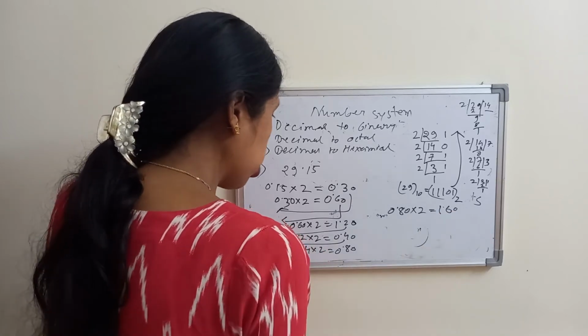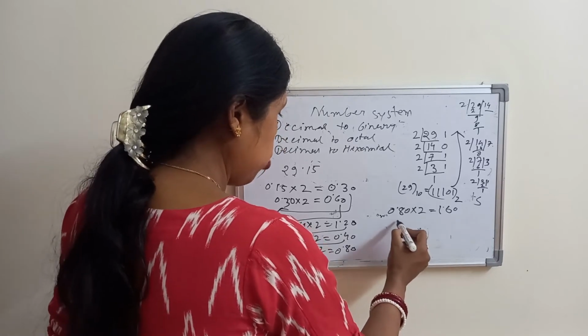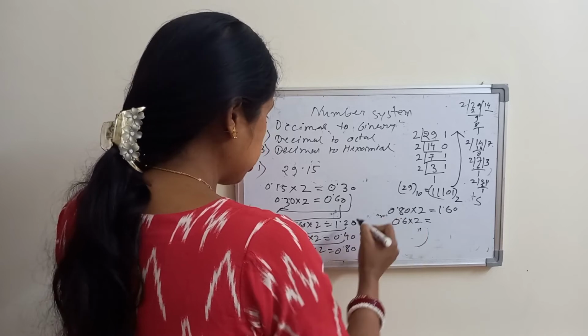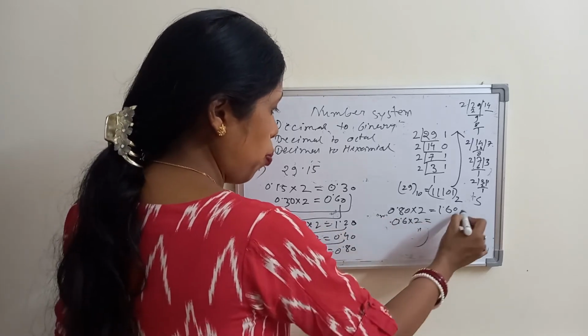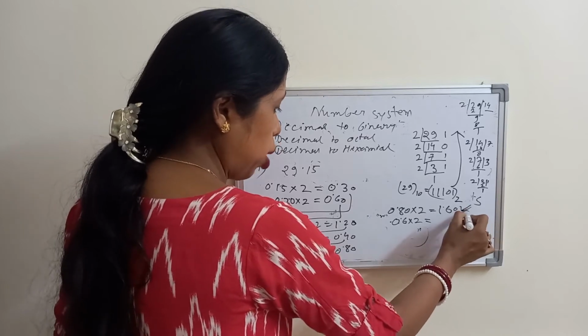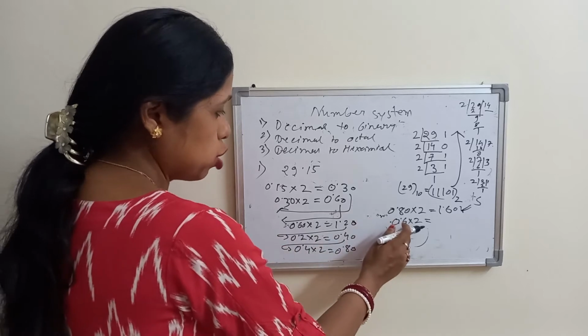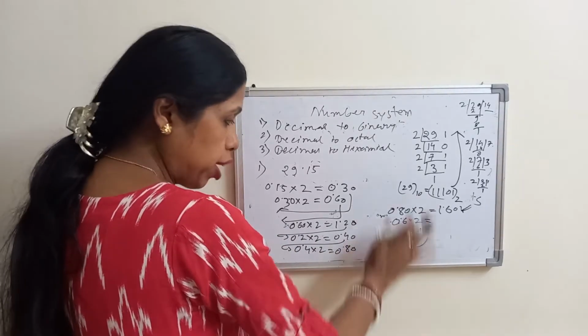Now you can see 0.6 times 2, the same number you will get, 1.2. So you can stop up to here. The process continues up to here, because after 0.6 the same step repeats, 0.6 times 2, the same thing is appearing. So you won't need to do any further process.